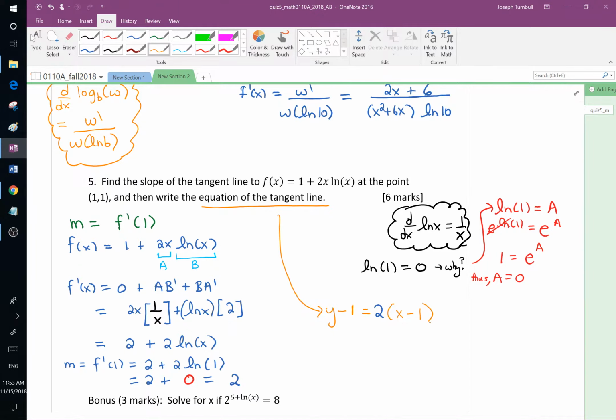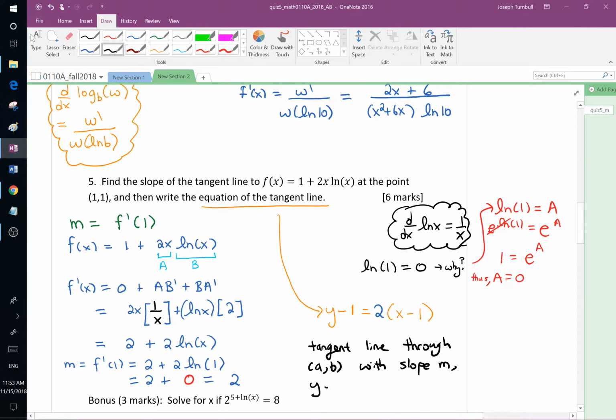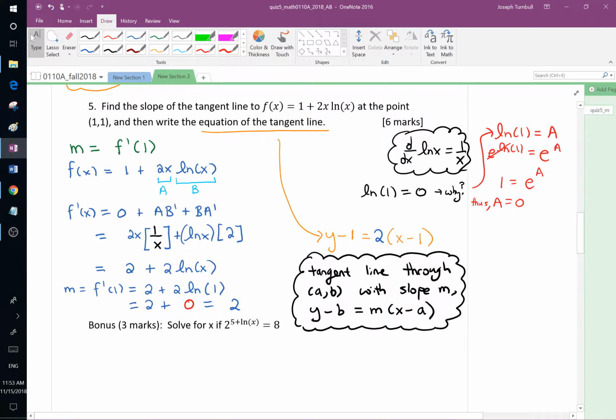But in general, we'll write down a more general formula. Tangent line through the point (a, b) with slope m will be given by y minus b is equal to m times x minus a. So that's the general formula. I'm writing that because this example is a little misleading. The x value and the y value are the same. They're both 1. Okay.